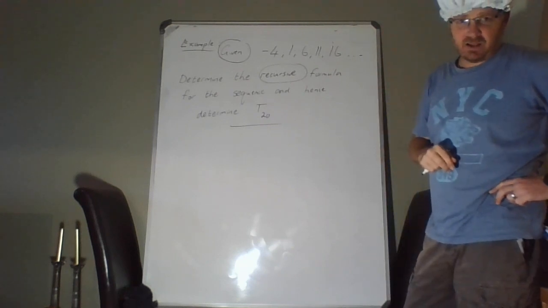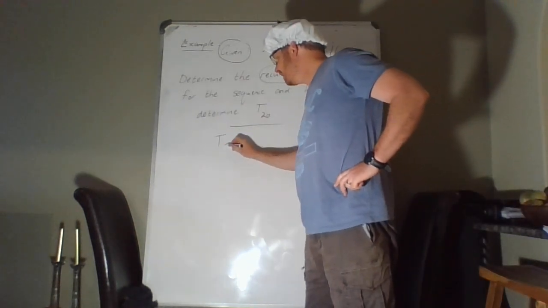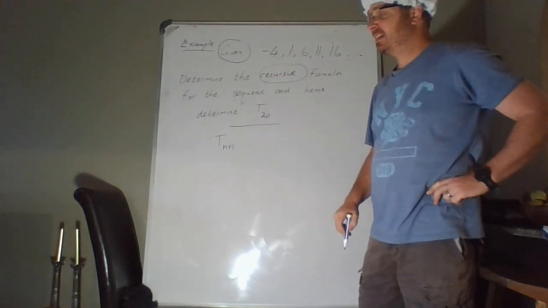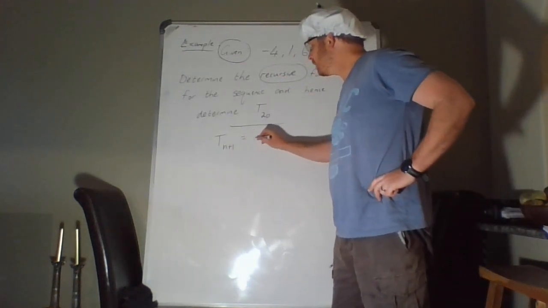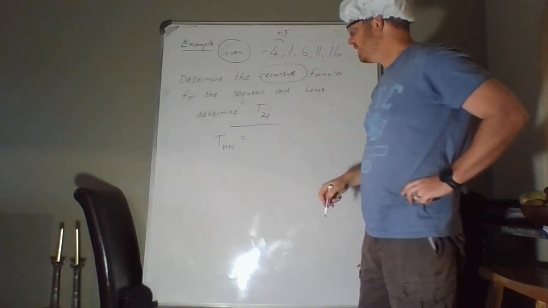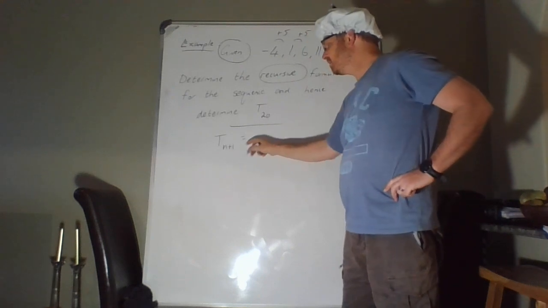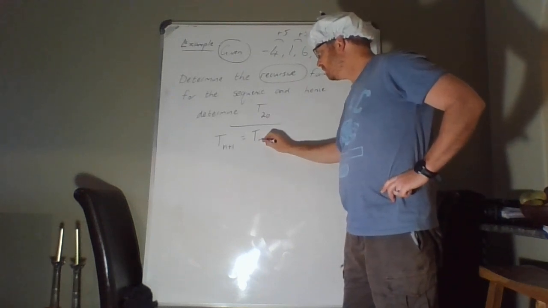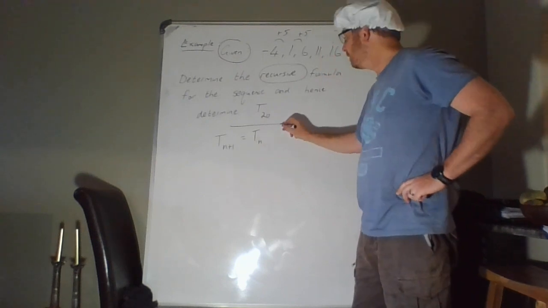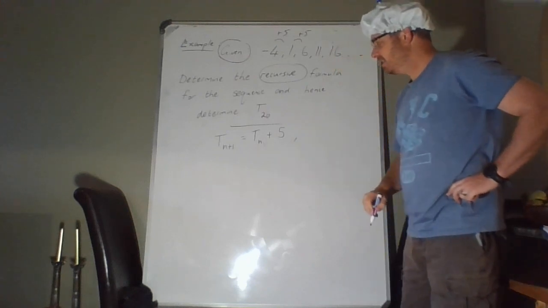Right, give it a go. So a recursive formula generates a sequence based on the value of the term before. So we could say Tn plus 1. Well, what are you doing to get from one term to the next? As we saw before, you're adding 5. So the term in position n plus 1 will be equal to the term in position n, which is the preceding term, plus 5. Okay, so there's your formula.